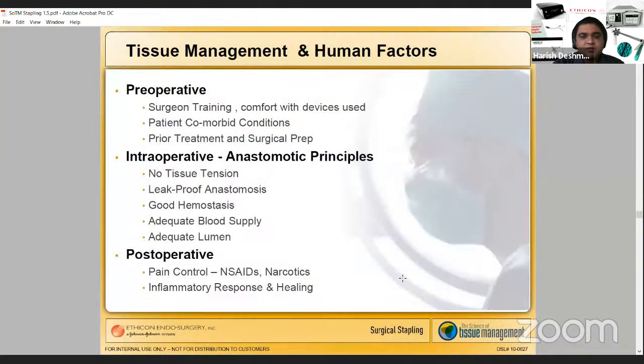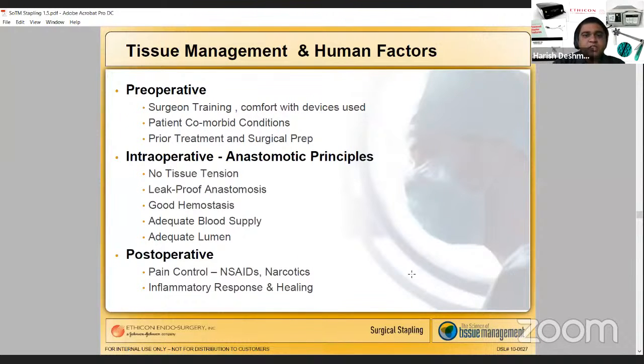The human factors involve your intraoperative as well as preoperative and postoperative conditions. Preoperatively, what is the surgeon's training? Is he comfortable while using the staplers? Patient comorbid conditions affect the overall effect of the staplers and the total surgical procedure. Like if the patient is a radiated or chemo patient, the vascularity of the tissues is higher compared to normal.